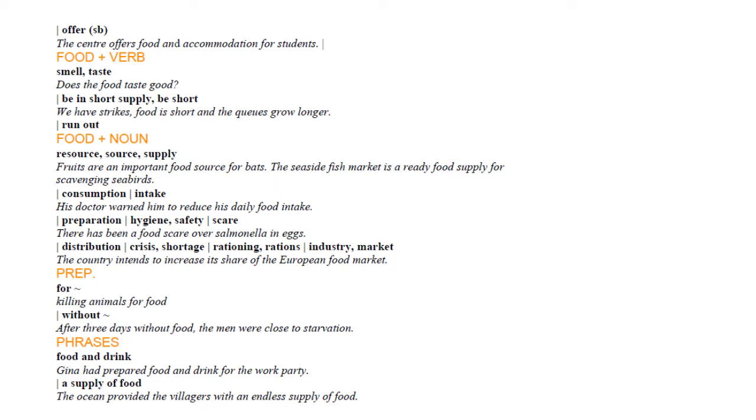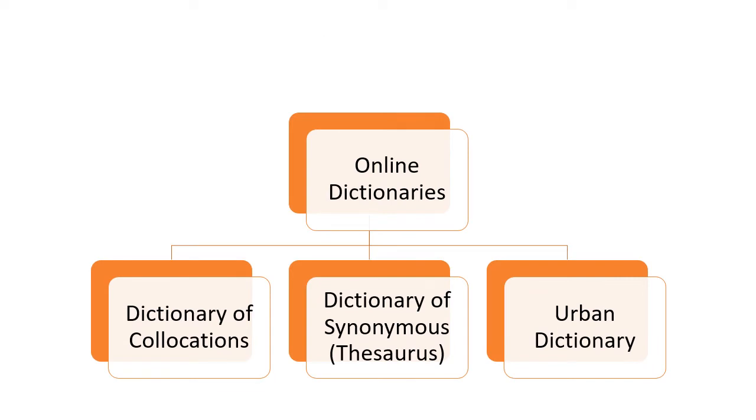And then we have prep, which stands for prepositions. So prepositions that go with food. We have for food, so killing animals for food or without. And then we have some of the most common phrases that go with food, like food and drink or a supply of food. So using a dictionary of collocations can help you a great deal in improving your writing skills.